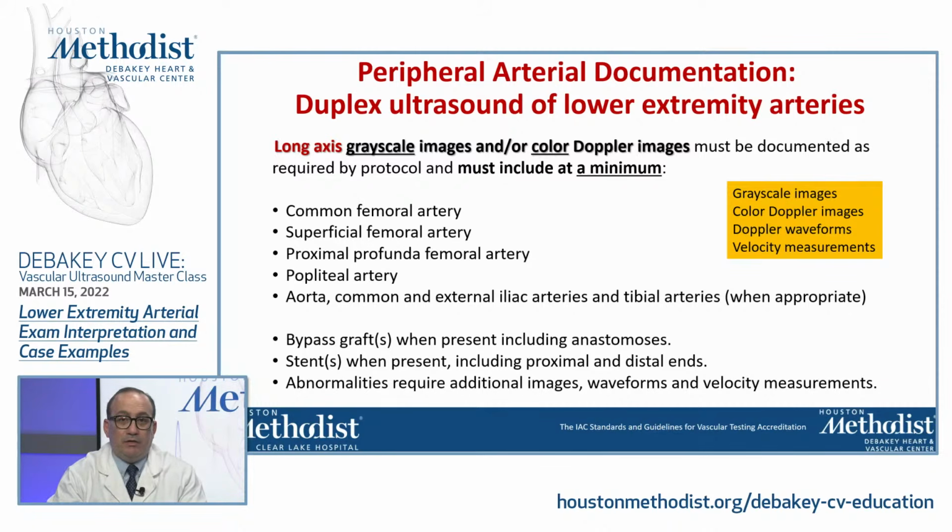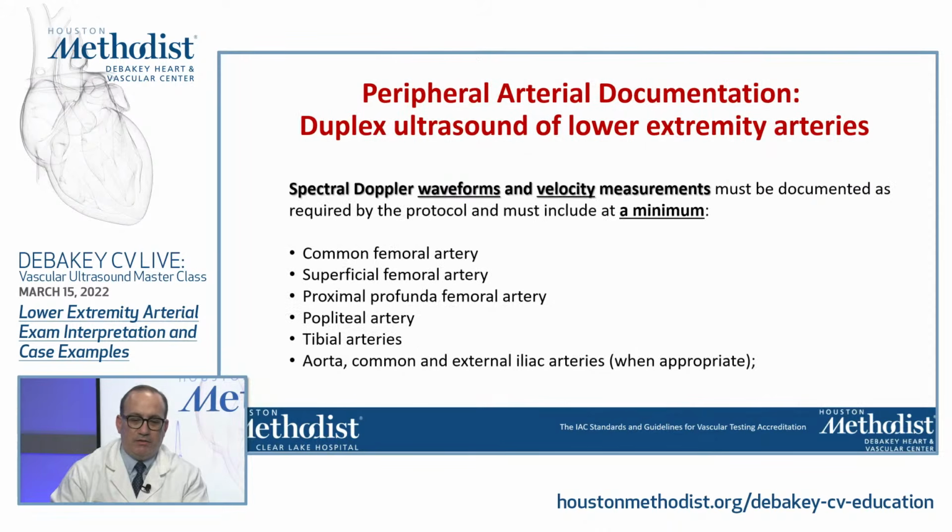We need to look at arteries in grayscale. We need to look at color. We need to also evaluate Doppler waveforms and velocities. When we have bypass grafts, we need to also look at the proximal and distal anastomosis of a bypass graft, and also at its mid-segment. And if it's a venous bypass graft, certainly we have to be very meticulous about looking for any areas of intragraft stenosis. For stents, always look at the segment before the stent, at the stent, within the stent, and also in the distal segments. Any abnormalities require additional images, waveform measurements, and velocity measurements.